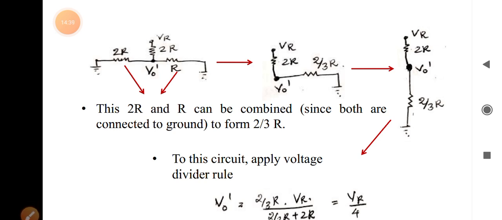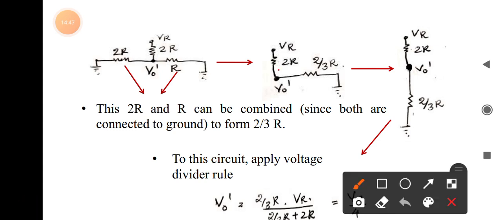So these two are common, and what are they connected to? They are connected to the ground. So now you can see 2R is being connected to V0 and 2 by 3R is also being connected to V0, and also you can see that VR is being connected to our reference voltage VR.